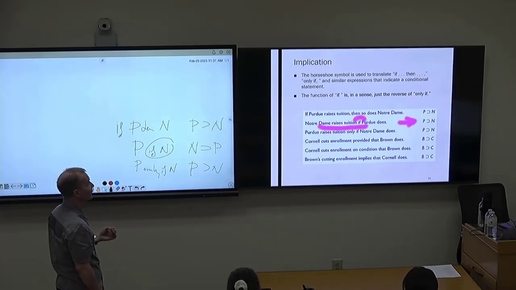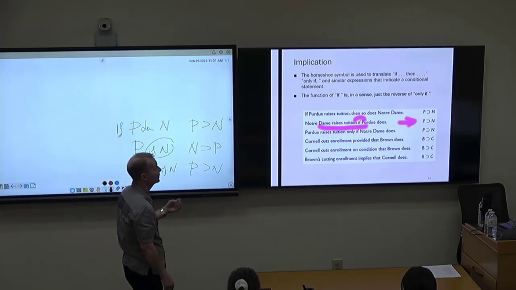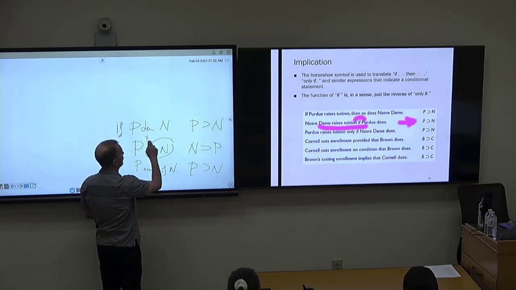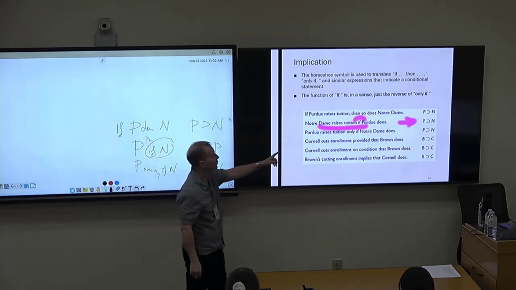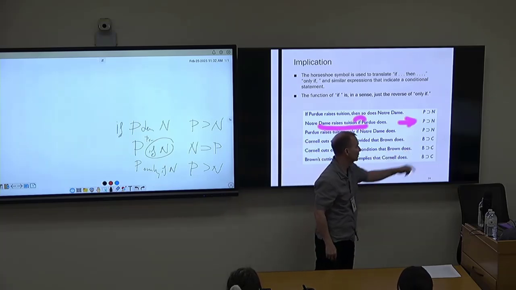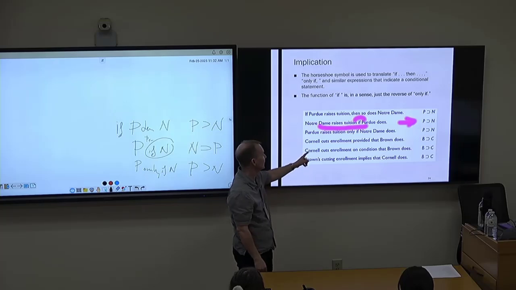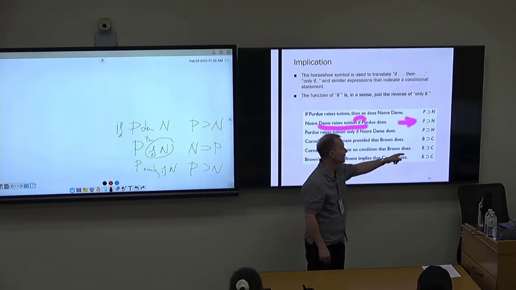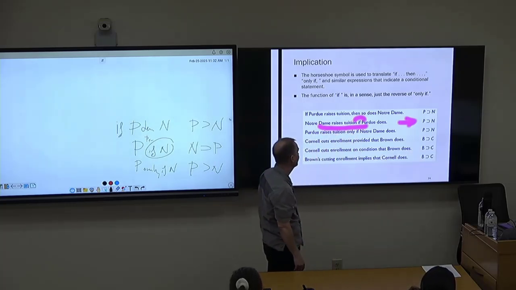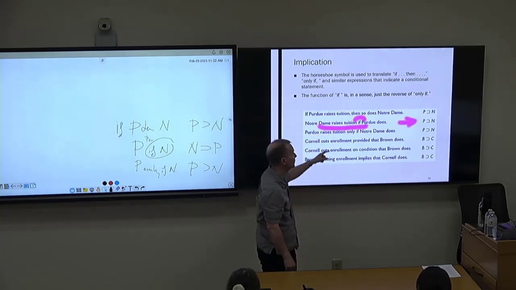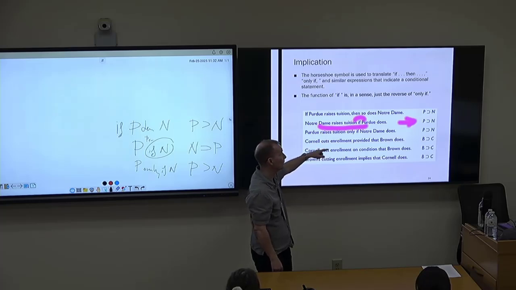There are several other ways to say the same thing. So "Cornell, Katz, and Ullman, provided that". Well, "provided that" is the same as "if", so you again need to flip them around. Cornell cuts enrollment provided that Brown does: B on the left, C on the right. Similarly, Cornell cuts enrollment on condition that Brown does. Same thing, B goes on the left, C on the right. Brown cuts enrollment implies that Cornell does: B on the left, C on the right. So these are three situations you're not going to see as often as the first three, but keep them in mind.